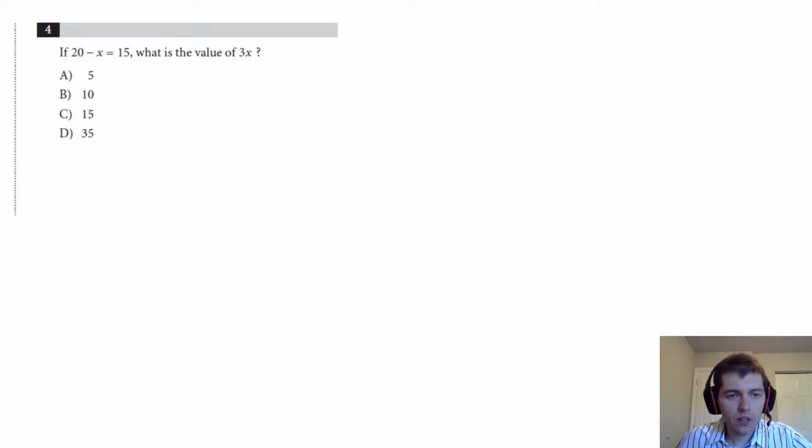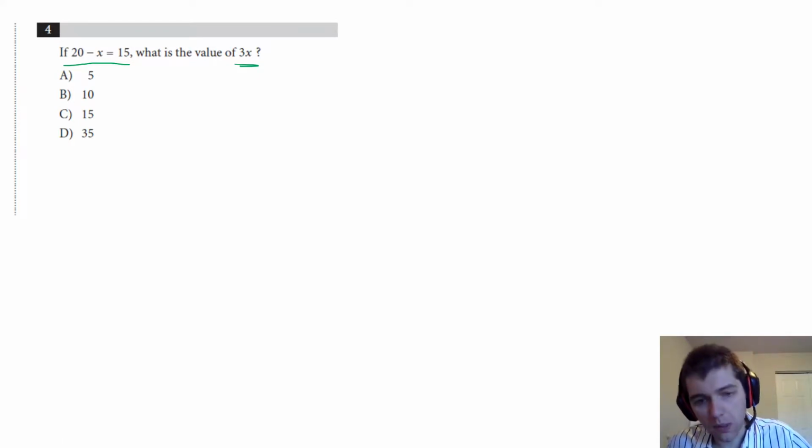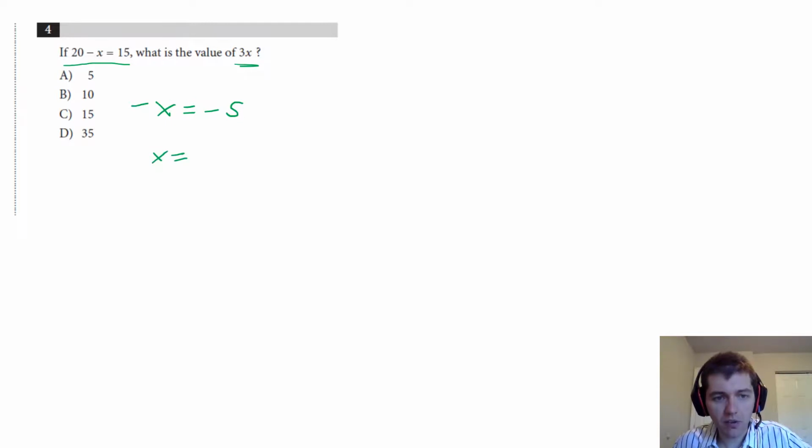Question 4, if 20 minus x is equal to 15, what is the value of 3x? So basically it's asking you to solve for x, then multiply by 3. You can go ahead and subtract 20 from both sides of the equation above, and you'll have negative x is equal to negative 5. Multiply both sides by negative 1, and you'll have x is equal to 5.